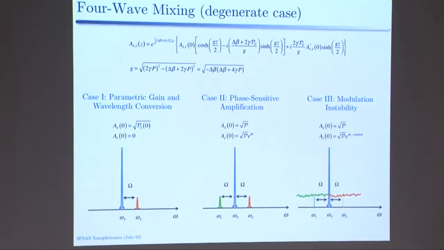So let's see the first one. I'm calling this parametric gain and wavelength conversion. Why is it wavelength conversion? It's simple, because we have a wavelength here, we have nothing here, and at the output, I will convert power to this wavelength. So I will have conversion of wavelength, or generate that. Parametric gain is because we will see this amplitude is going to go up as well.